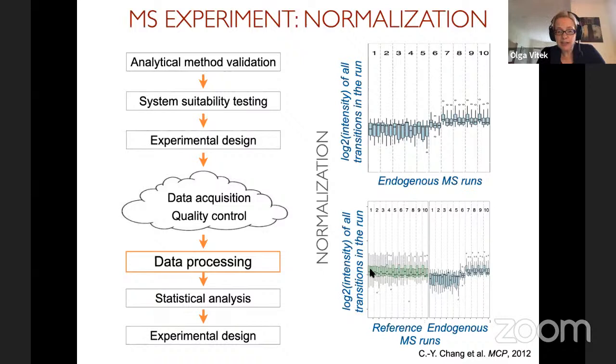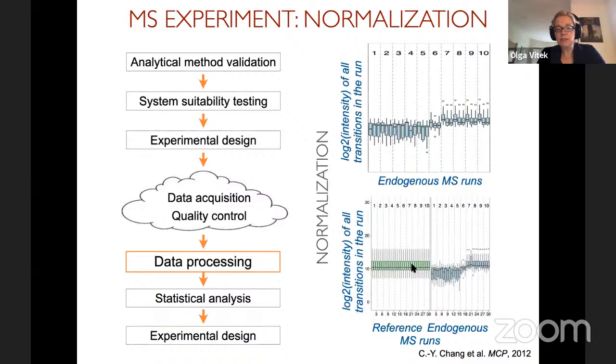And so now we see that the references have some variation, but not as much as the endogenous peptides. MSstats would equalize either the medians or the entire boxes of the reference peptides and apply these shifts to the endogenous peptides. So now we see that we did not remove the biological variation by normalization. We corrected it somewhat, but we still preserved the signal.